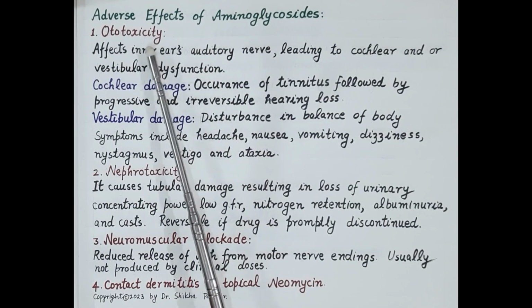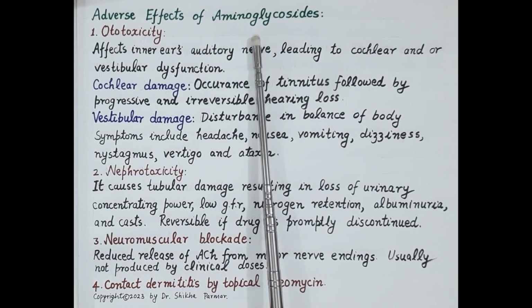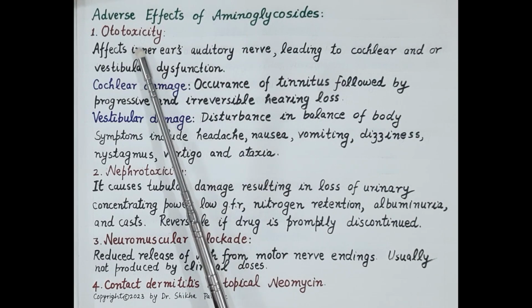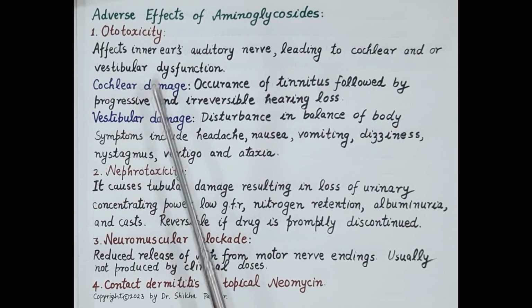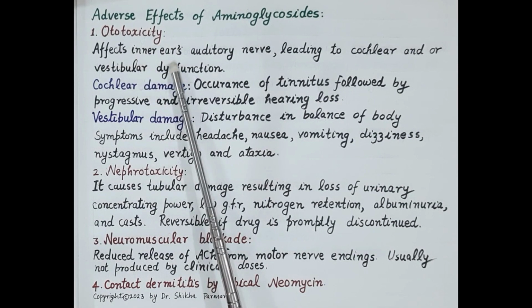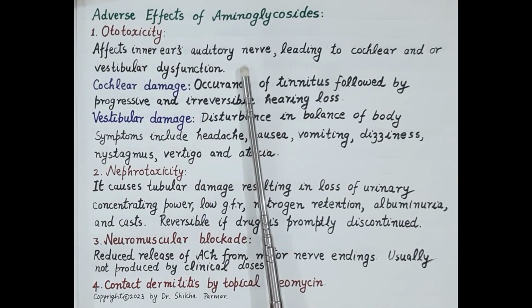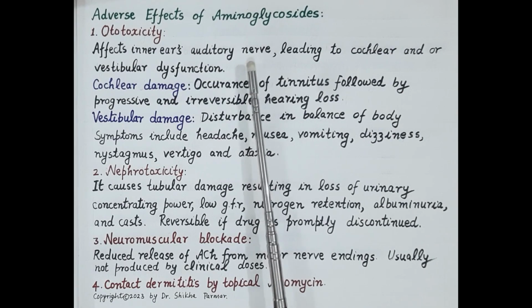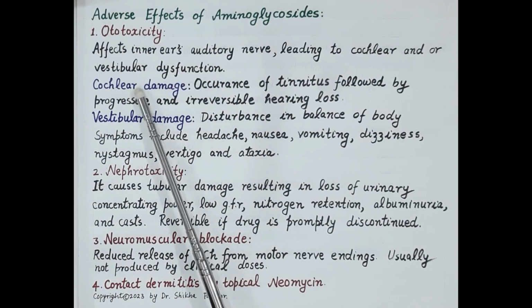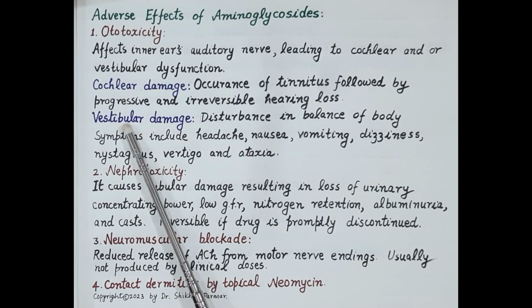Now, let's study adverse effects of aminoglycosides. Aminoglycosides produce toxic effects. Aminoglycosides produce ototoxicity. Now, the inner ear is made up of cochlea and vestibule. Ototoxicity affects the inner ear. It damages the auditory nerve. The auditory nerve is the 8th cranial nerve, also known as vestibulocochlear nerve. Toxicity or damage to this nerve leads to cochlear or vestibular dysfunction.